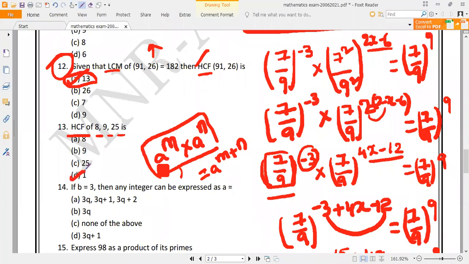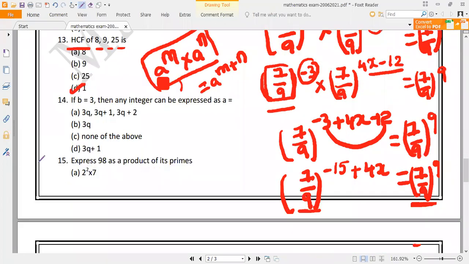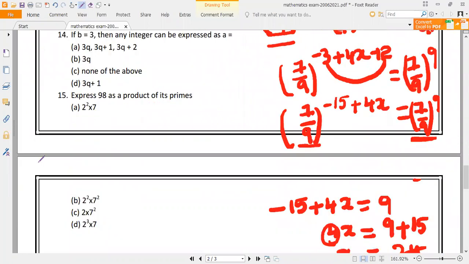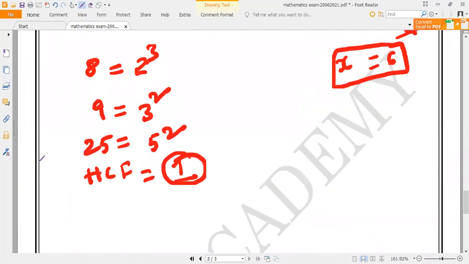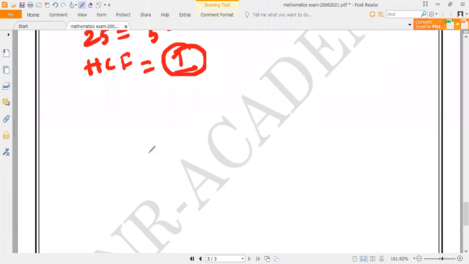Next, 14th question. If b is equal to 3, then any integer a can be expressed as a equal to. We can use Euclid division algorithm. What is the general form of Euclid division algorithm? a equal to bq plus r. What is the range of r? r is more than or equal to 0 and less than b.